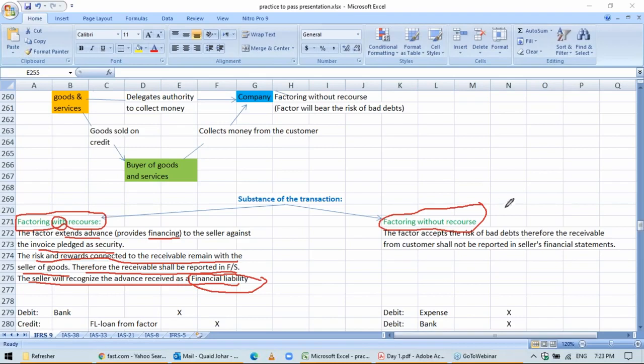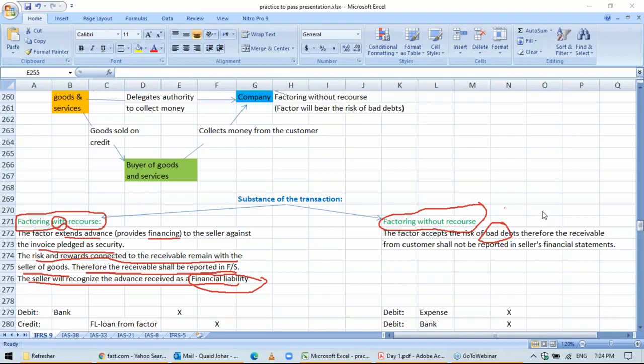In the other case, the factor accepts the risk of bad debts, and in that case the receivable shall not be reported. So in this case the company will not show the receivable in the financial statements in case of factoring without recourse. Okay, so let's move ahead.